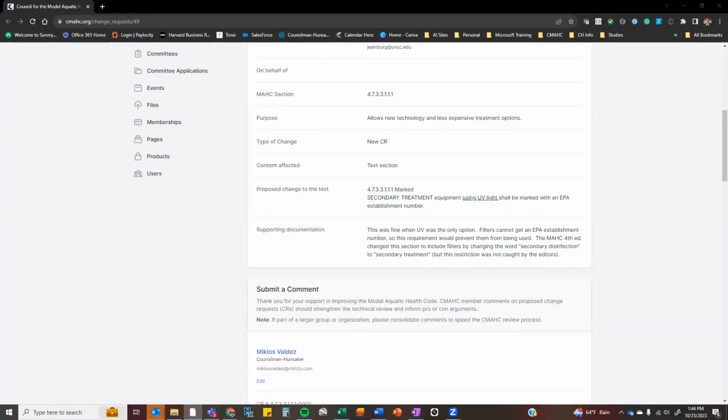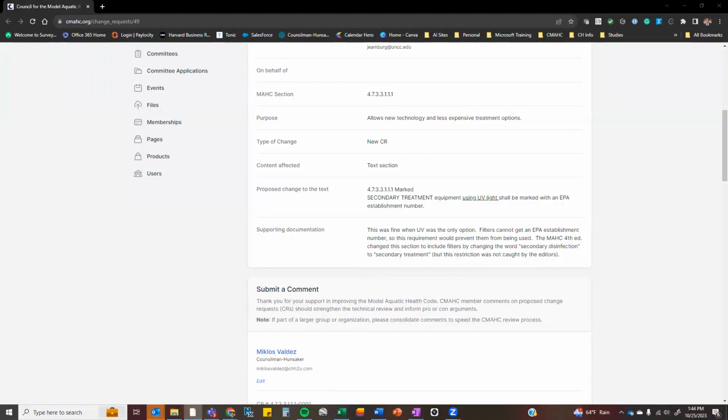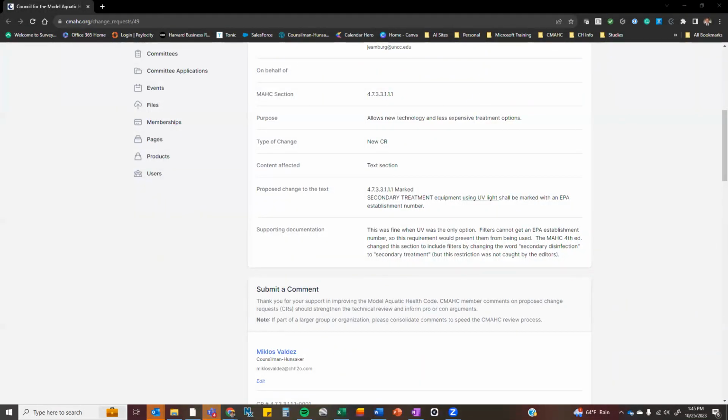This EPA establishment number is only required for secondary treatment, right? That is correct. Filters aren't considered a secondary treatment, is it? That is correct. So filters that would meet that 3-log requirement would comply, I believe. Somebody tell me if that's incorrect. Okay. I think that is correct because I think last time we changed it from secondary disinfection to secondary treatment for that very reason. Correct.